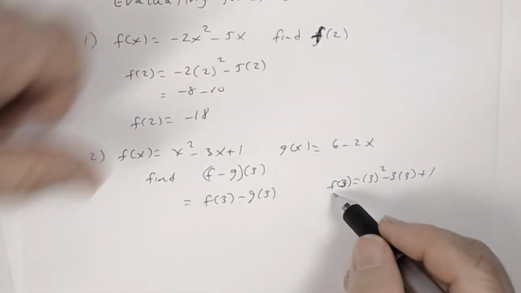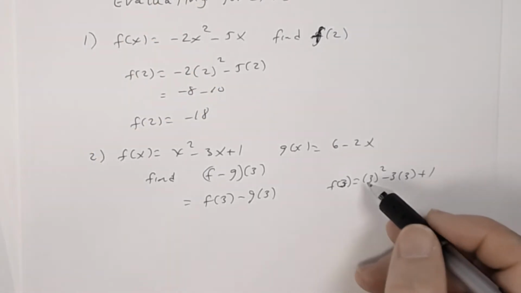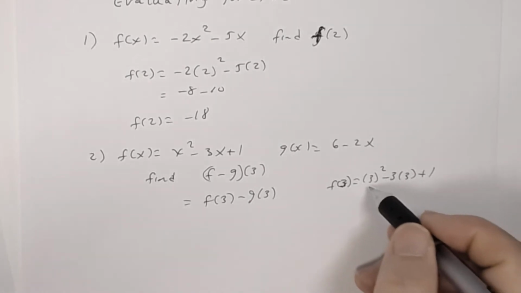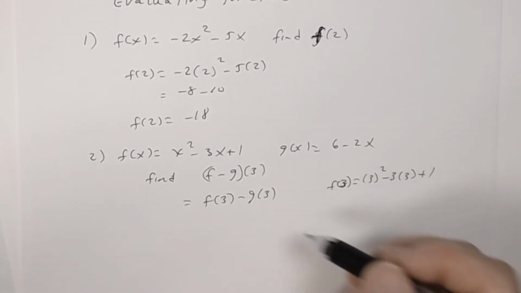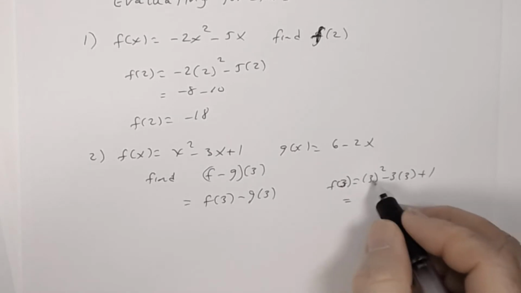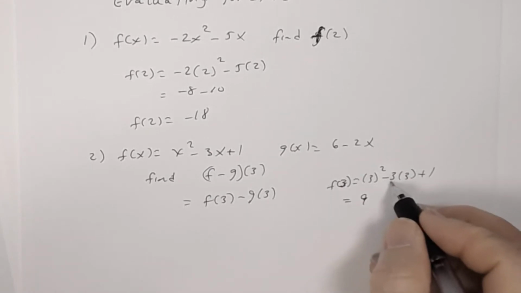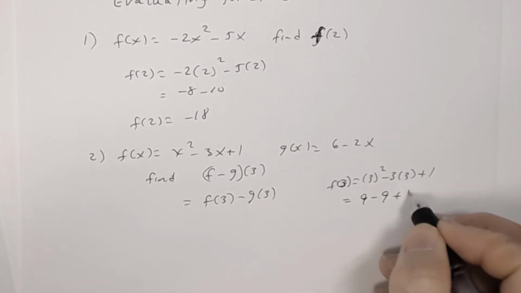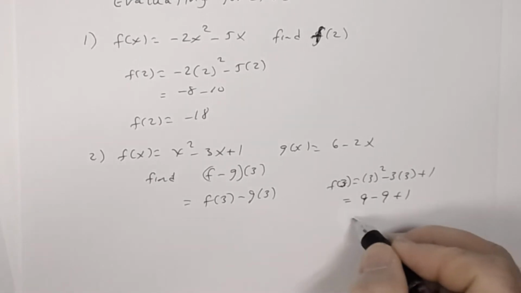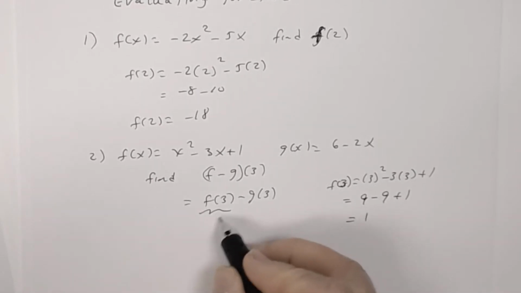So notice I am saying f of 3 equals this. And you really need to put parentheses there, especially if this were negative. Okay, so 3 squared is 9. Minus 3 times 3 is 9, plus 1. So 9 minus 9 plus 1 is 1. So f of 3 is 1.